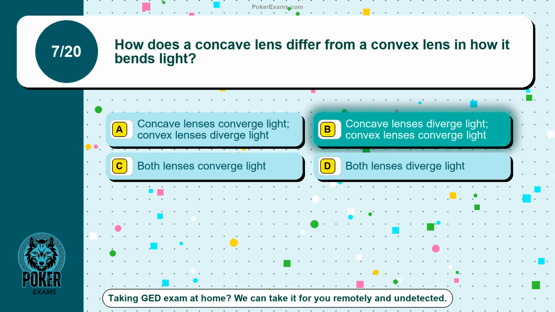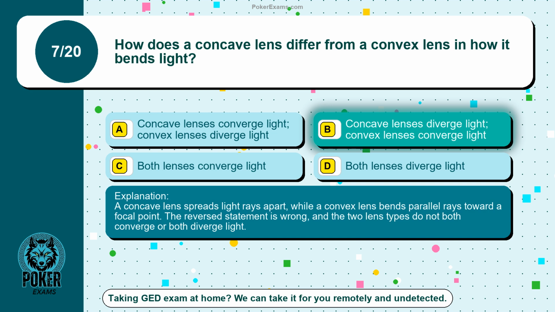The correct answer is option B. Concave lenses diverge light, convex lenses converge light. A concave lens spreads light rays apart, while a convex lens bends parallel rays toward a focal point. The reversed statement is wrong, and the two lens types do not both converge or both diverge light.